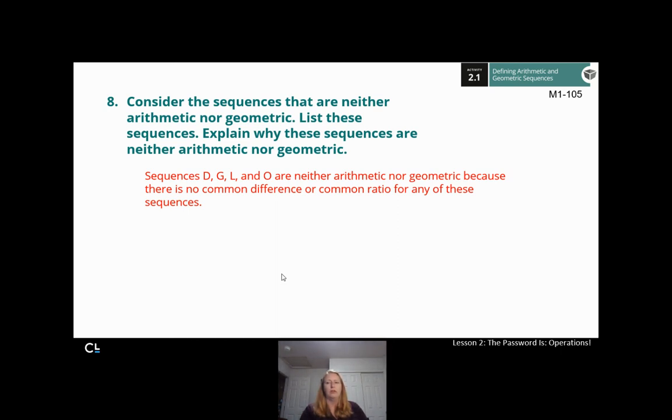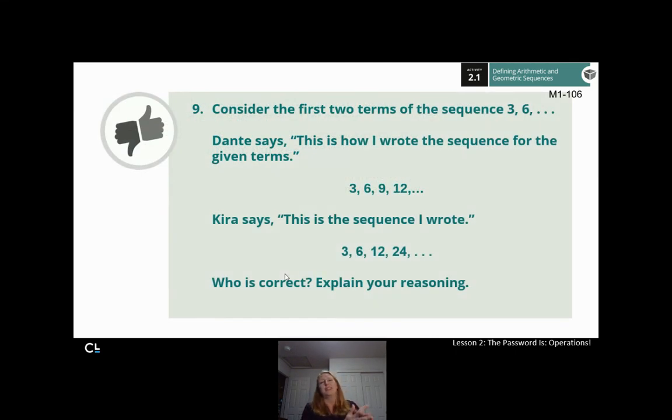Wow, all that work. And we're just going to chuck them. But yeah, so sequences D, G, L, and O. You were the weakest link. Goodbye. Don't leave me yet. We're not done yet. We're close, but we're not done yet. So stick around with me. I got just a few more things to make you think.